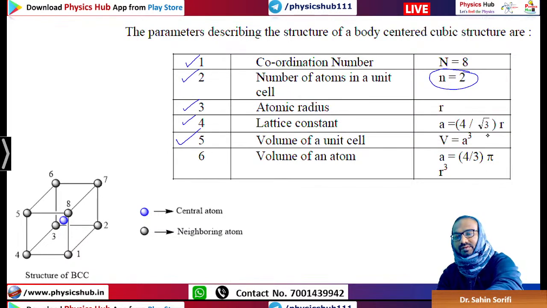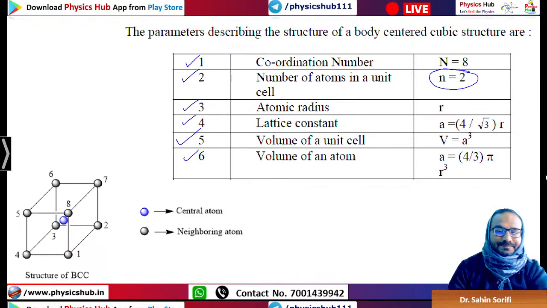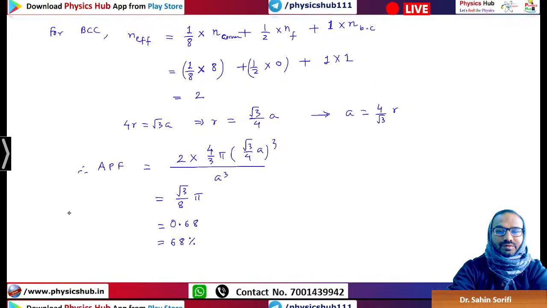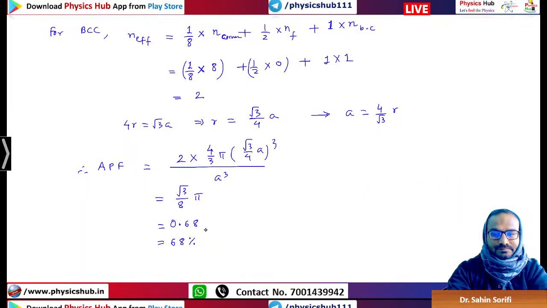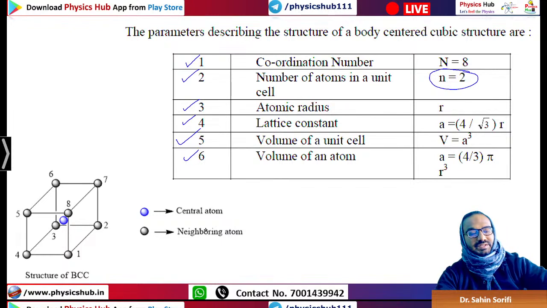Volume of the unit cell a cube, volume of an atom 4/3 pi r cube. Okay, and how coordination number is 8, it is shown here. You can see this body centered atom, if you take the body centered atom, it has nearby atoms, 1 2 3 4 5 6 7 8, and that makes the coordination number n equal to 8. Okay, so is there any question from body centered cubic?